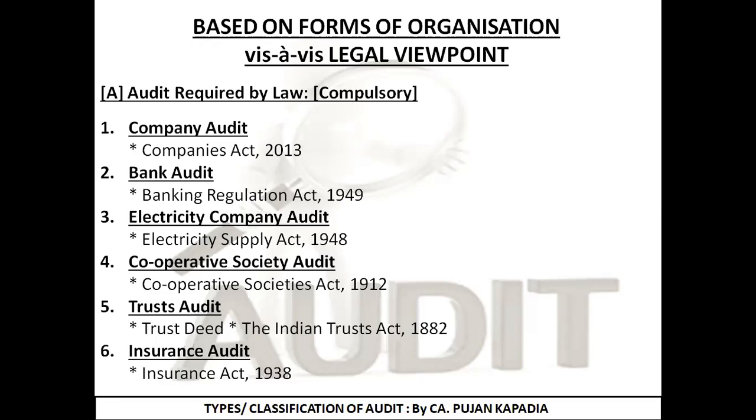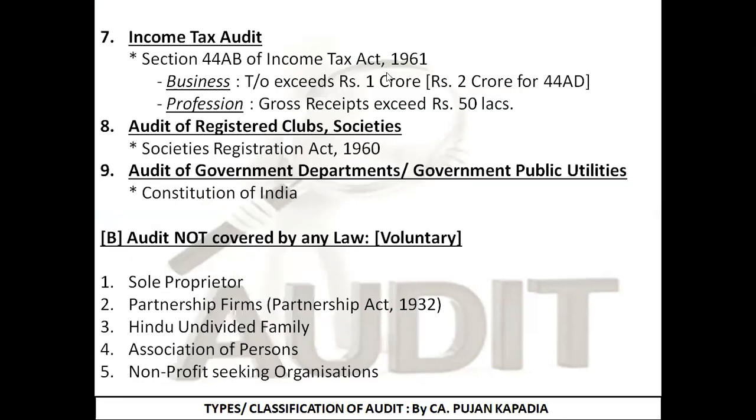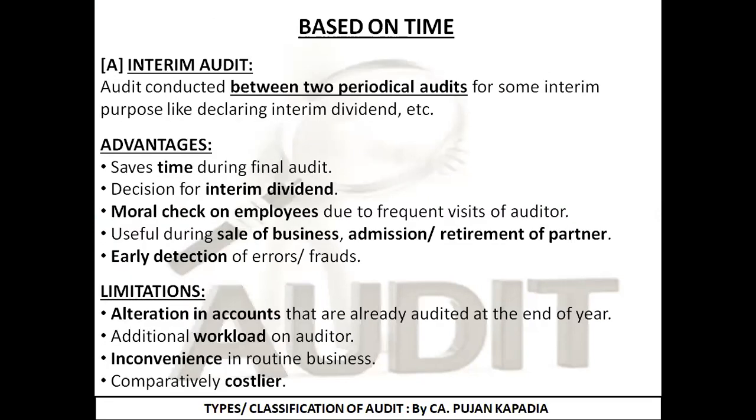As a result of which there are various acts under which we had studied, like insurance audit, bank audit, companies audit, etc. Next is audit which is not covered under any law, that is voluntary. That is, if you feel like getting your books of accounts audited, then you can do the audit for the same. Next classification was on the basis of time, under which I had explained you two categories.